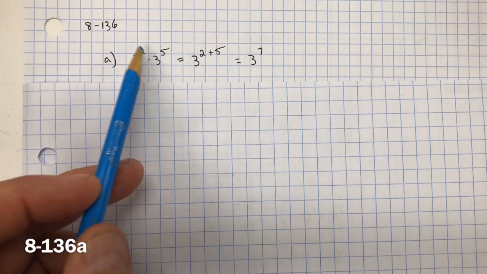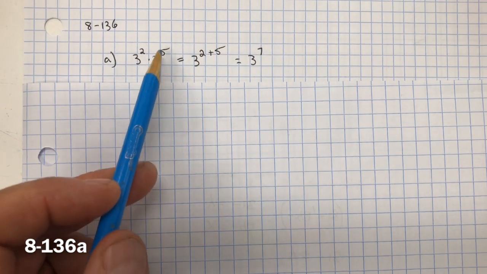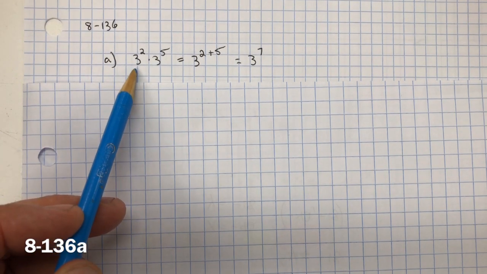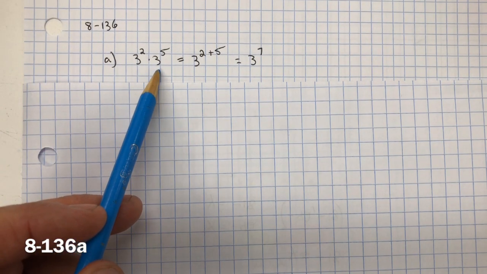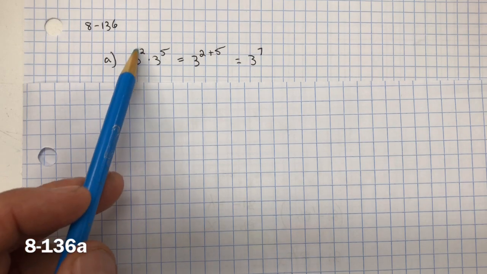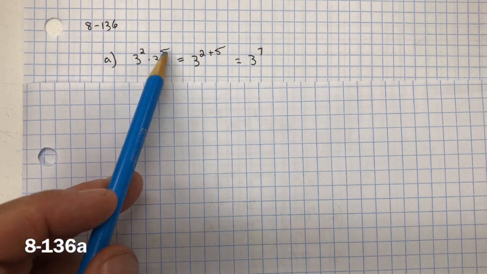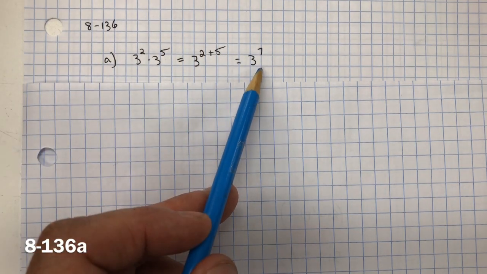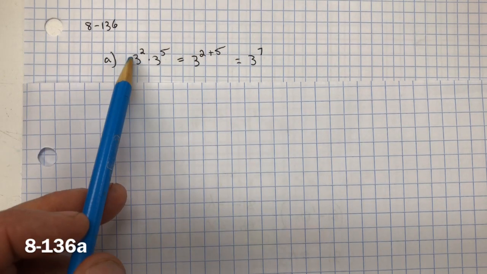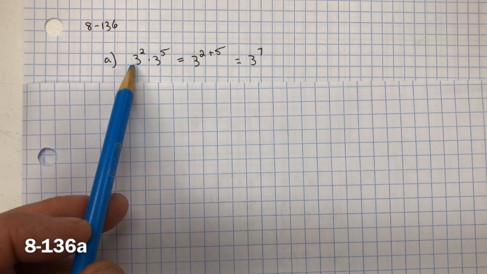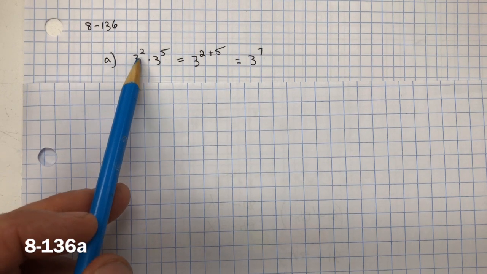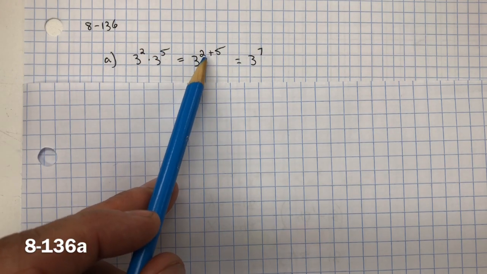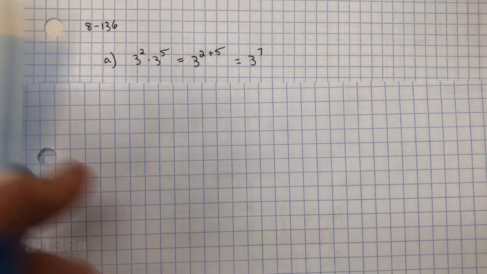So we have 3 to the second multiplied by 3 to the fifth. So that would be 3 times 3 multiplied by 3 times 3, 5 times. So we have 2 3's and 5 3's. So altogether we have 7 3's. So it would be 3 to the 7th. So the rule is when you're multiplying integer exponents with the same base, you're going to add the exponents. 2 plus 5, which is 7.